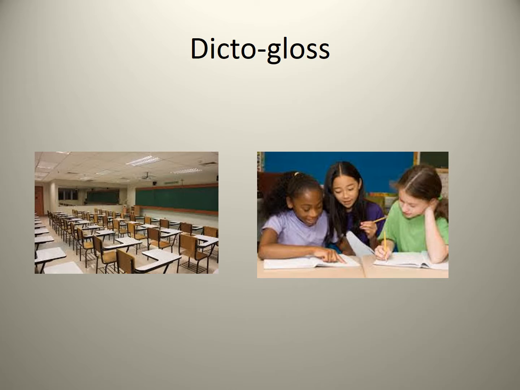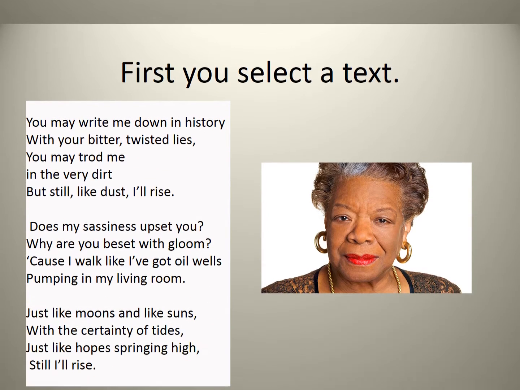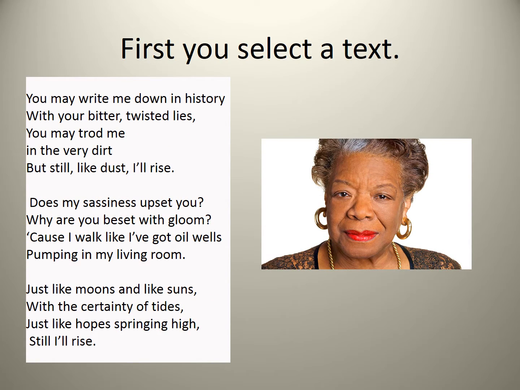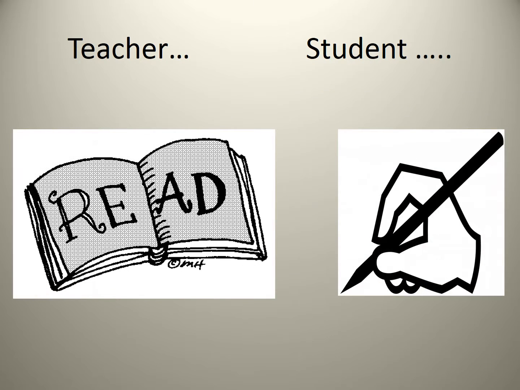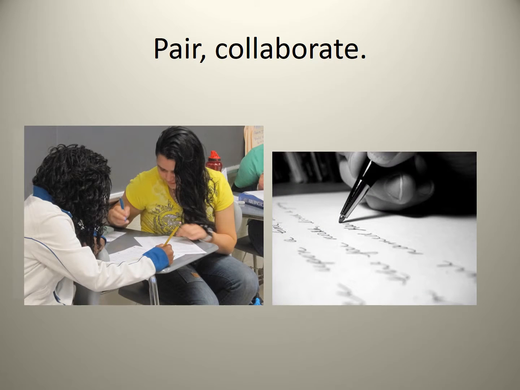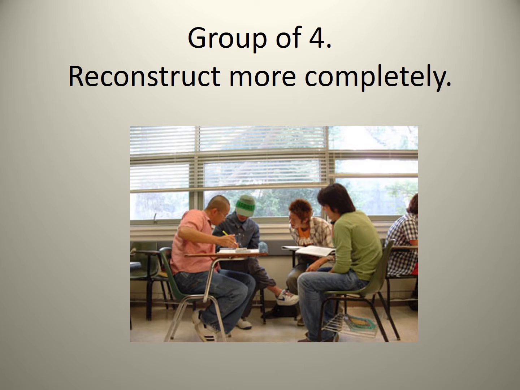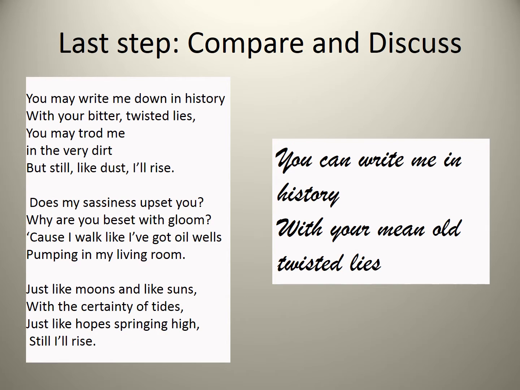Dicto-gloss is a type of dictation activity, but not like traditional dictation. It is collaborative, engaging, and we hope playful. First, you select a text, and this is "I'll Rise" from Maya Angelou. The teacher reads the text, the students listen. The teacher reads the text again, and the students write down any words that they can pick up. Then students are paired and collaboratively they try to reconstruct the text. Then they form groups of 4, and the groups of 4 reconstruct it more completely. The last step is you compare the original text with the reconstructed text.